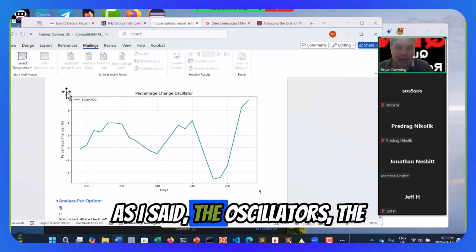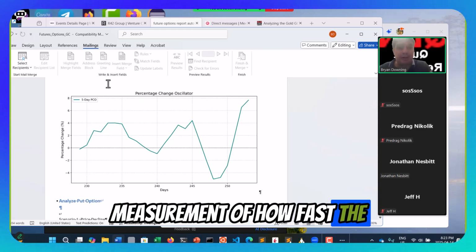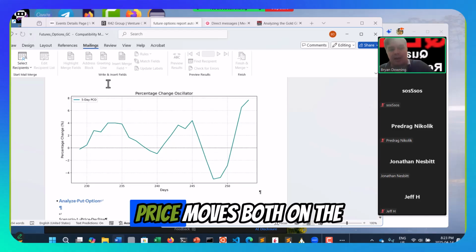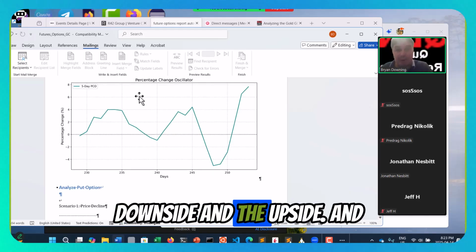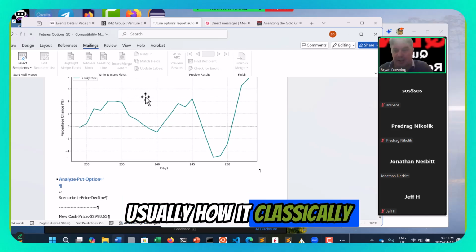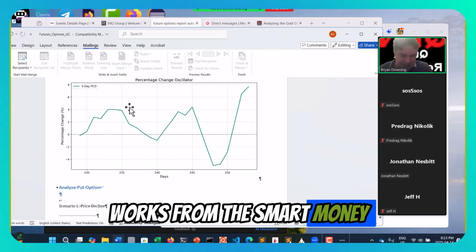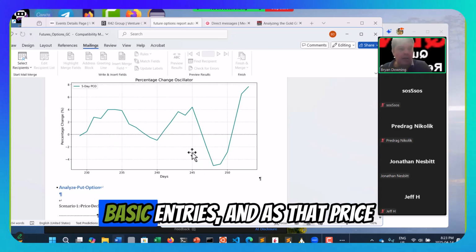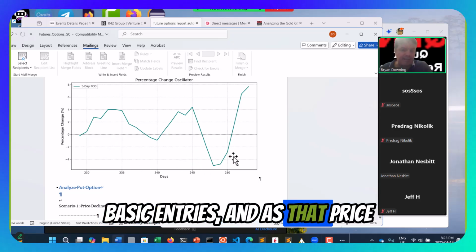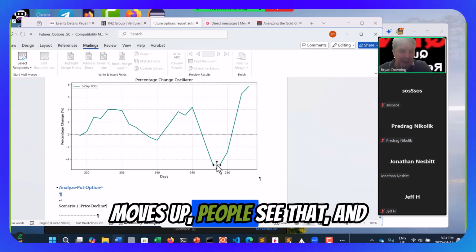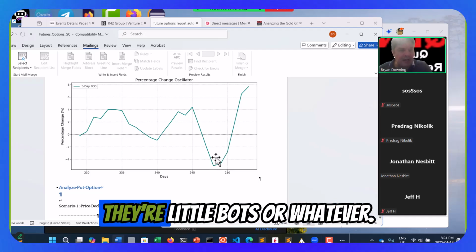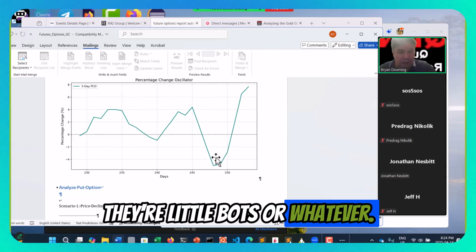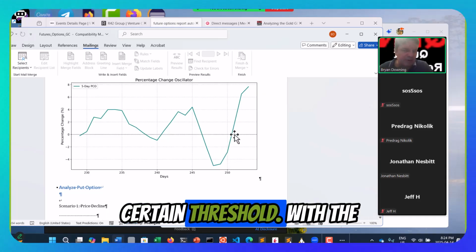And as I said, the oscillator is the measurement of how fast the price moves, both on the downside and the upside. And usually, how it classically works from the smart money side, they're going to go in here and do some basic entries. And as that price moves up, and people see that, and their algos or their little bots see it, the price then starts to hit a certain threshold.